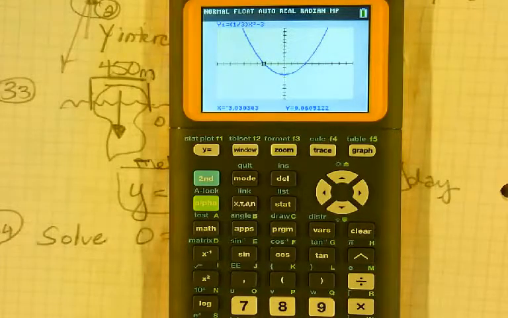Perfect. Y equals 0. Solución. Cuando y igual a 0, x igual a negative 3.